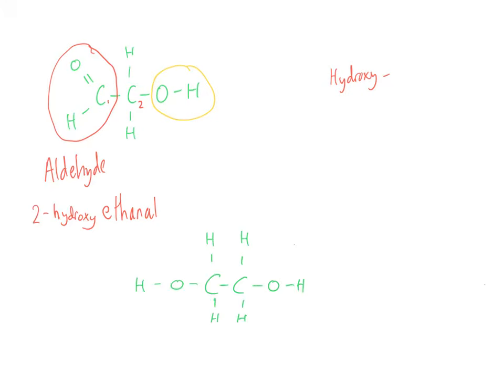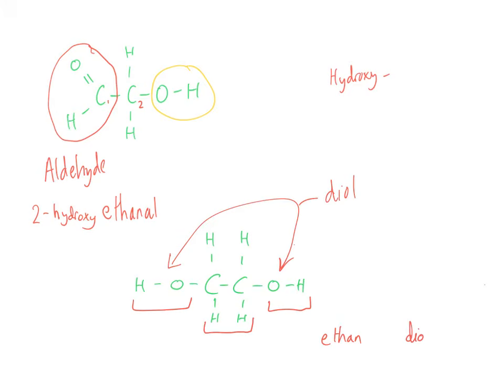The second complicated example I want to look at is if there are 2 alcohol groups in the same molecule, such as in this example here. The first thing we need to consider is how long is the carbon chain, and the answer is 2. So this is ethane. Now, because there are 2 groups, this becomes a diol. So this is ethane diol, but we need more details on here.